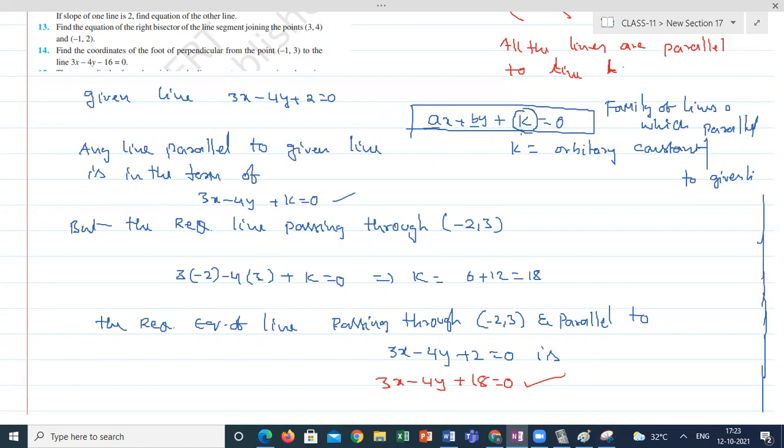Another method to solve these kind of questions. Is it clear, students? Students, is it clear? Guys? Yes, sir. Shall we move to the next question?